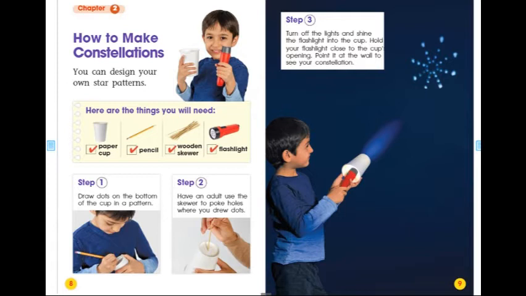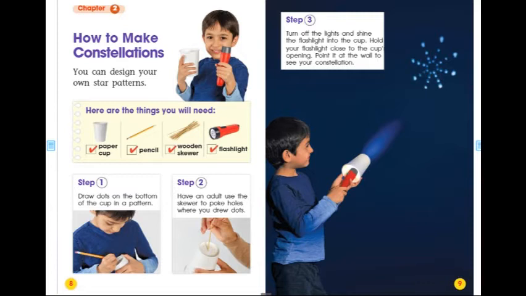Okay, we're going to look at pages 8 and 9 and pause here and summarize the chapter I just read, to make certain that, up until this point, I understand the central idea and important details. This chapter is about making constellation patterns using a cup, a pencil, a skewer, and a flashlight. The central idea is supported by important details. The details relate to the steps used to make a constellation, including draw dots on the cup, have an adult poke holes where I drew the dots, and shine a flashlight into the cup.